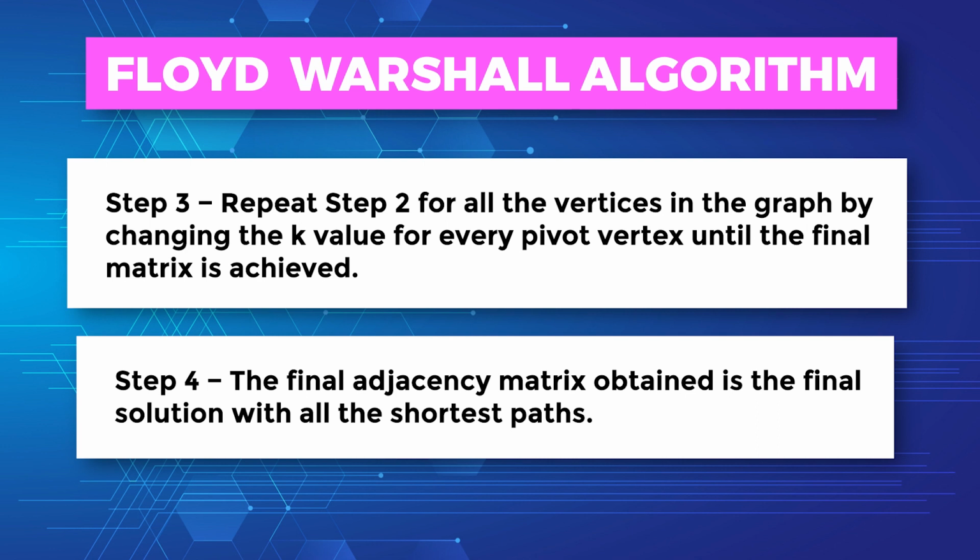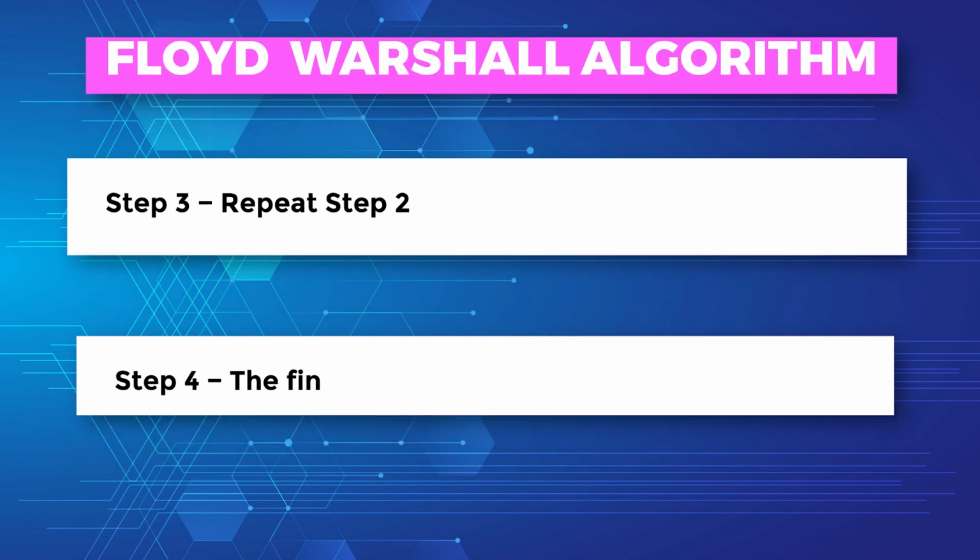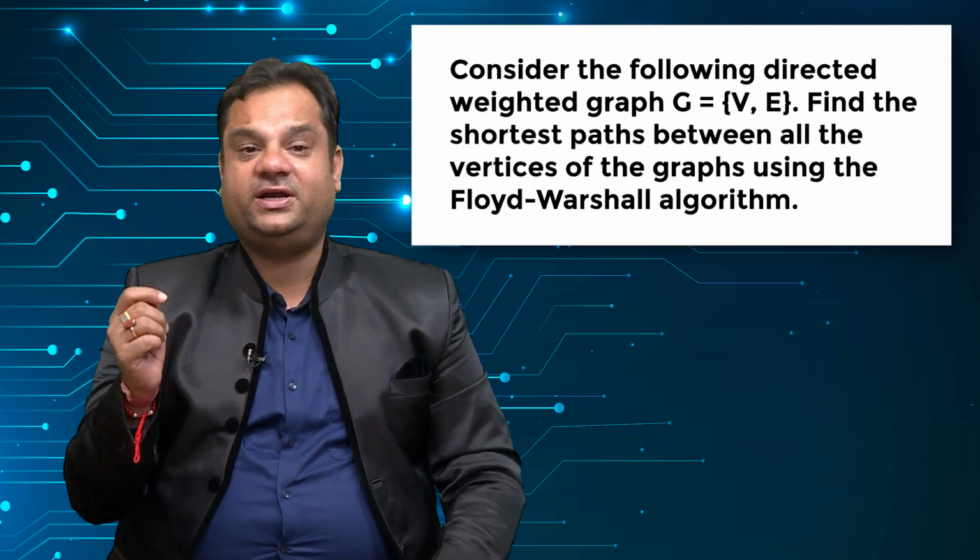So in the final answer, we can get all the positive values to reach from one place to another place in the particular graph. Now, whatever we are talking about in theory, we can understand by the example. So let us start with this example. Here we have an example: consider the following directed weighted graph.